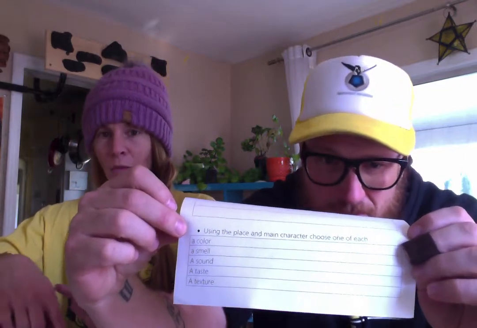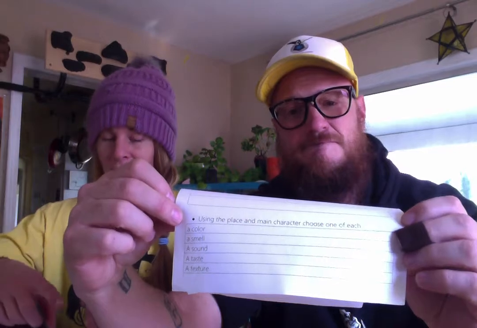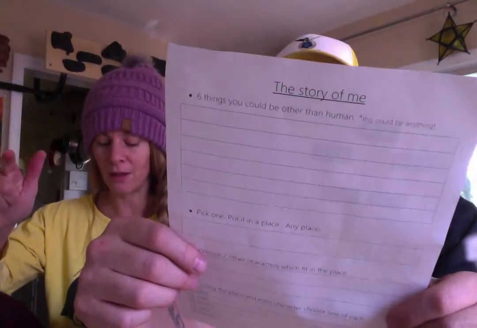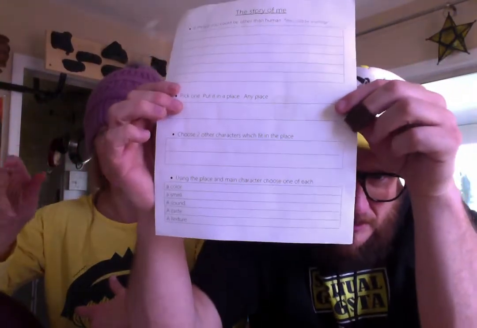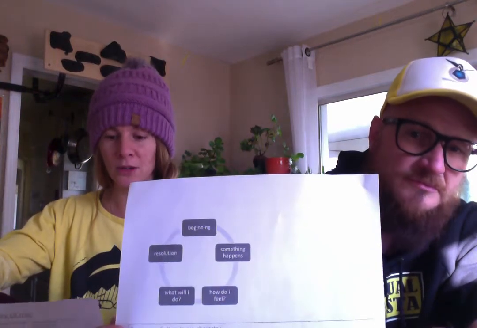The last box might be a little confusing for you. It says, using the setting or place and the main character, choose one of each: a color, a smell, a sound, a taste, a texture. The reason I put that question in there is to get you thinking with all 5 of your senses as you're writing your story. The other side is the 5 scenes that happen in your story.